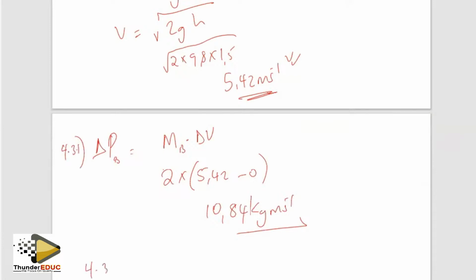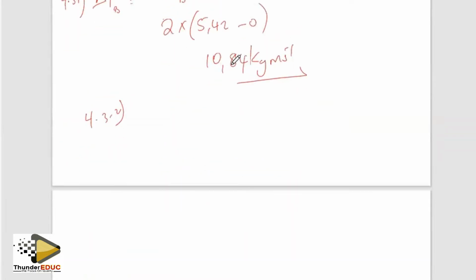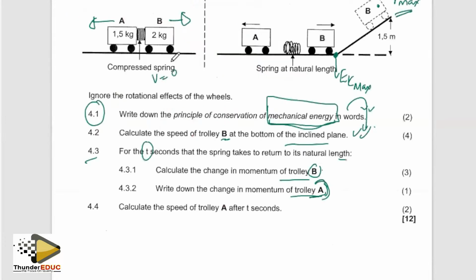And then 4.3.2, they're asking us for the change in momentum of trolley A. With trolley A, since we've looked at momentum being conserved, it's just going to be the same change in momentum, but in the opposite direction. So if this one was to the right, then this should be to the left.